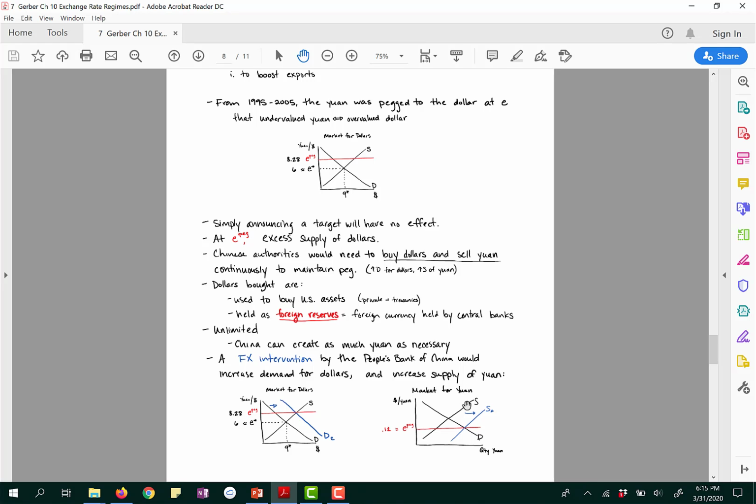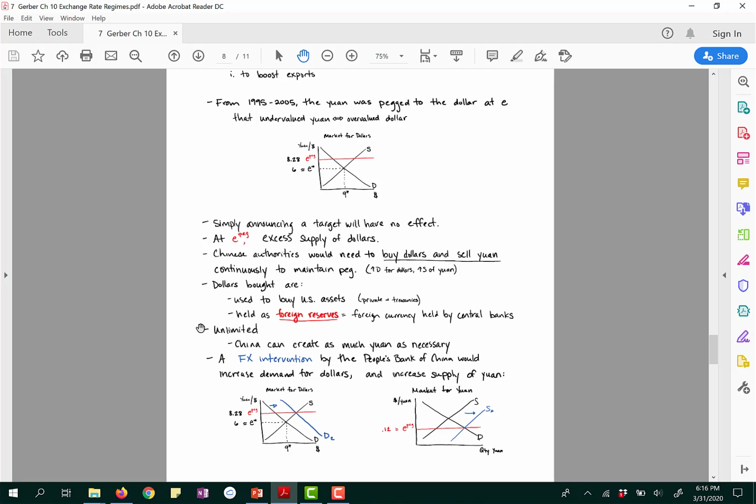What do they do with all those dollars that they accumulate when they buy dollars in foreign exchange markets? Some are used to buy U.S. assets. Some are held as foreign reserves. We've had this definition before. It means foreign currency held by central banks. An important aspect of this is that China's ability to do this is essentially unlimited because they can create as much yuan as they want. No other country in the world can tell them or control how much yuan they create. So their ability to do this is unlimited.